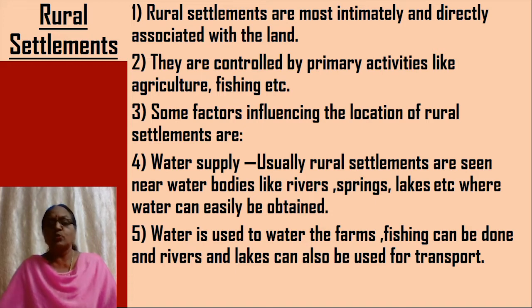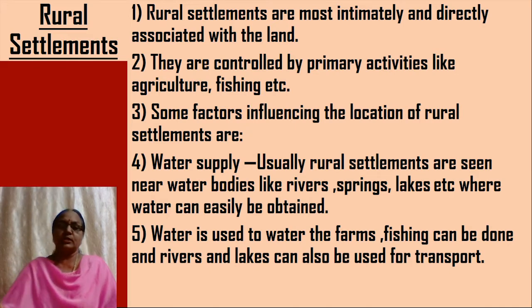Water is also used to water the farms, fishing can be done, and rivers and lakes can also be used for transport. So, water is used for many purposes. It's used to water the farms for irrigation. Fishing can also be done along the rivers and lakes, and rivers and lakes are also an important means of transport and communication. Apart from that, water can also be used for generation of hydroelectricity as well as for recreational purposes.